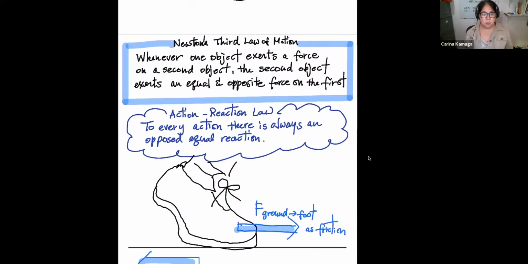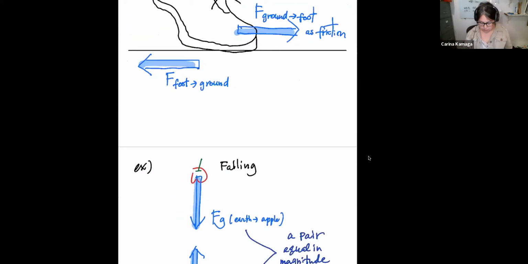So Newton's third law of motion: whenever one object exerts a force on a second object, the second object exerts an equal and opposite force on the first. And the forces always come in pairs. So I'm going to give an example using the example that was in the textbook with the apple and an orange. The main thing about this example is defining your system.